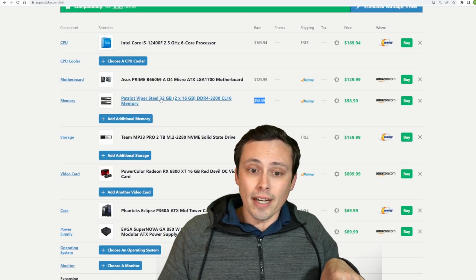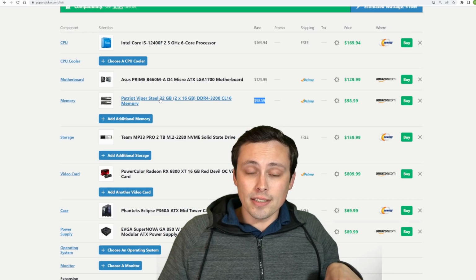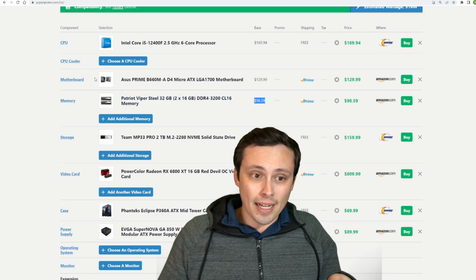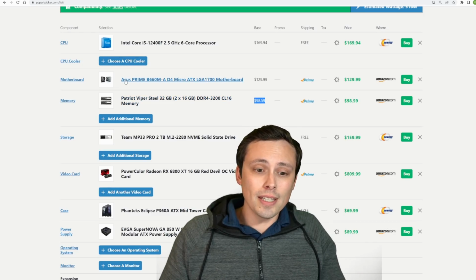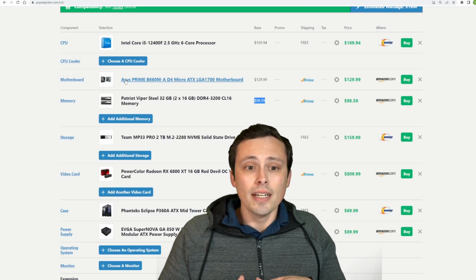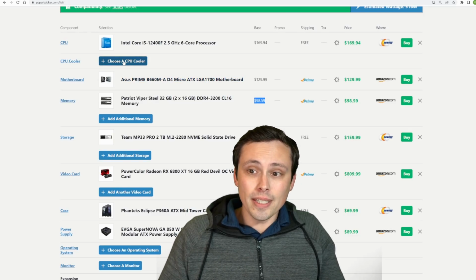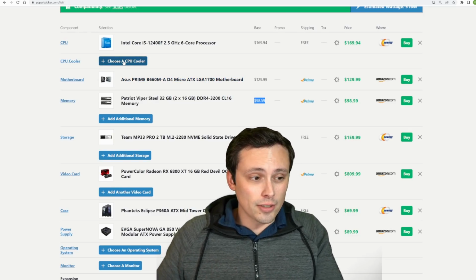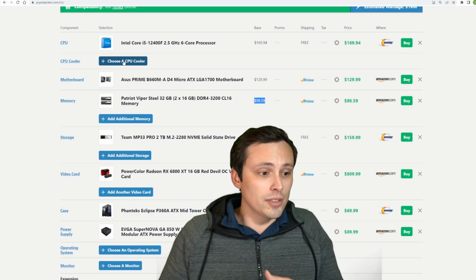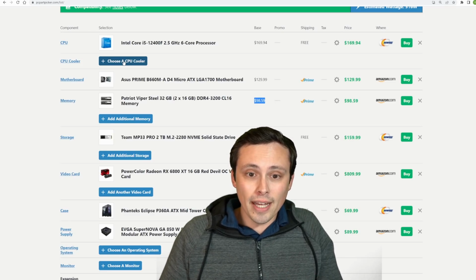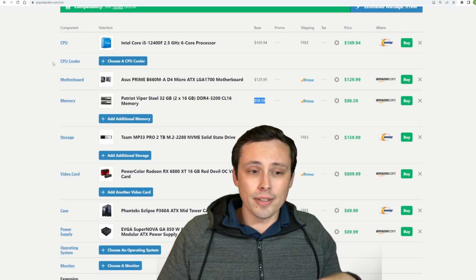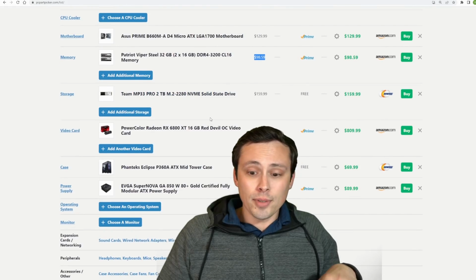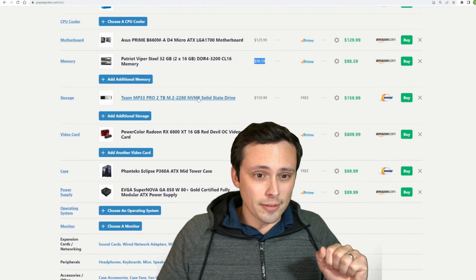So you could cut 16 gigabytes of memory here, you could cut your memory in half and fit in a CPU cooler, but just realize that everything has a trade-off. If you want your CPU cooler, you either need to increase your budget or you have to cut something else. There's no wiggle room there. You can't have everything without increasing the price. And I'm targeting, like I said, $1,500 here.